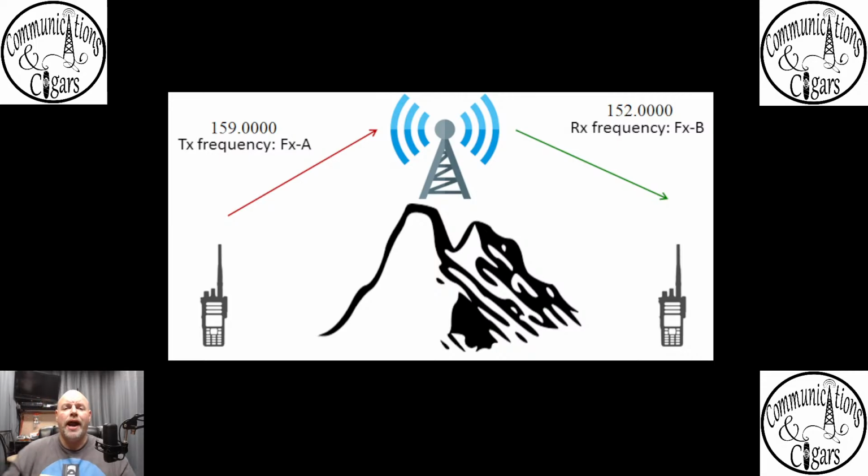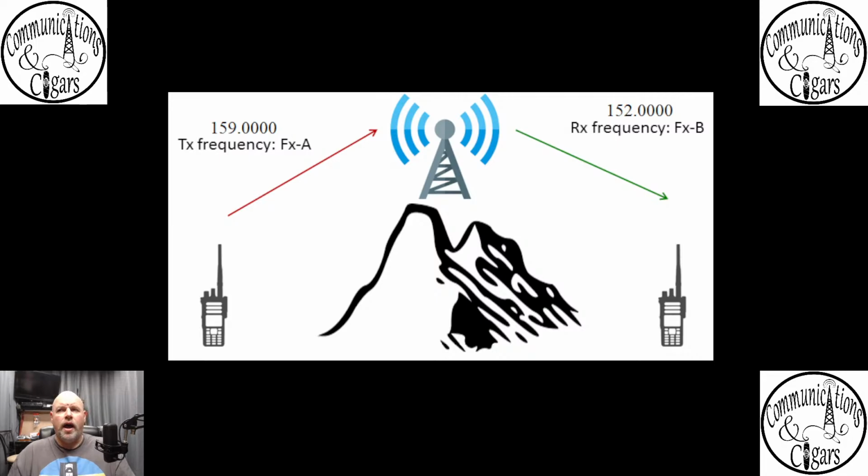Now, on this one, what I have here is transmit frequency A. So the radio is transmitting into the repeater. In this case, I use the example frequency 159.0000. Mind you, this applies to multiple radio services. Any radio service that can have a repeater, this is pretty much it. So we're talking about amateur, GMRS, business, public safety.